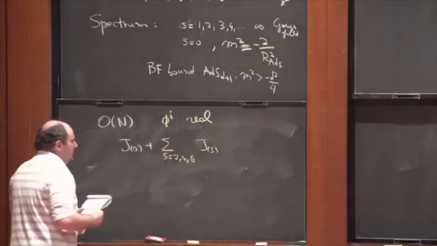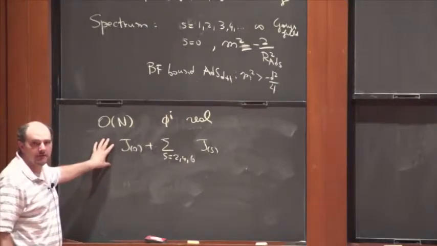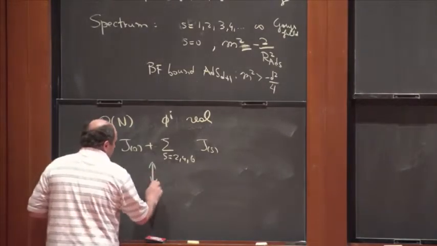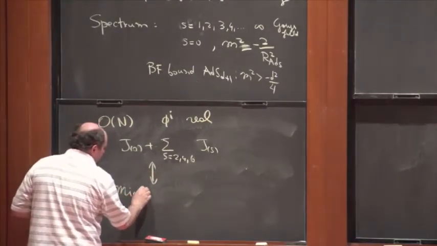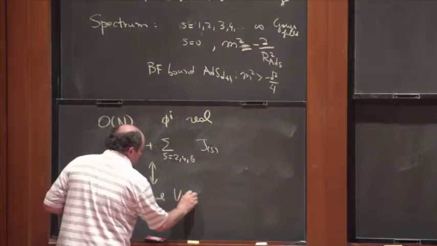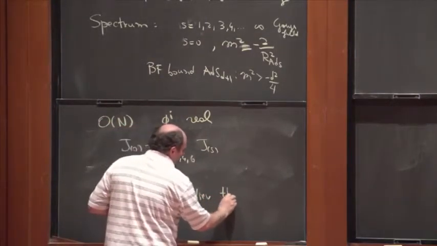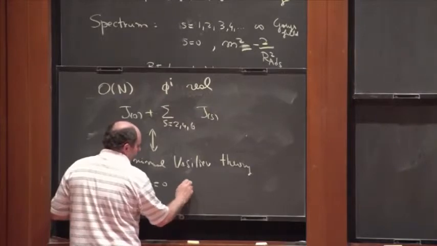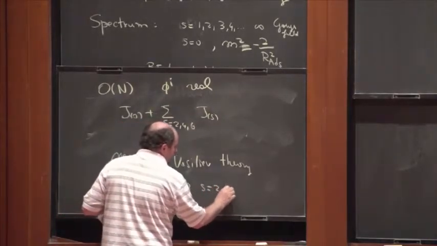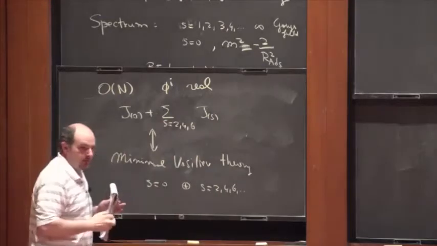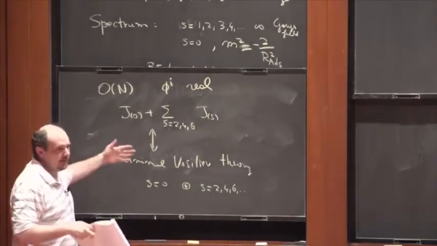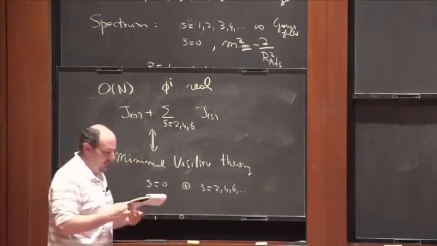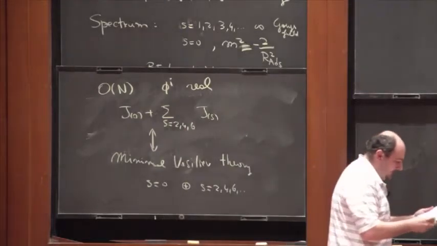And this has a natural counterpart on the Vasiliev side: it corresponds to a consistent truncation of the Vasiliev theory to a theory which is so-called minimal Vasiliev theory, in which the spectrum is indeed scalar plus s equal 2, 4, 6, and so on. So you can consider UN or ON. In the bulk, the difference is that you can do a consistent truncation to even spins only, and the equations of motion are the same.